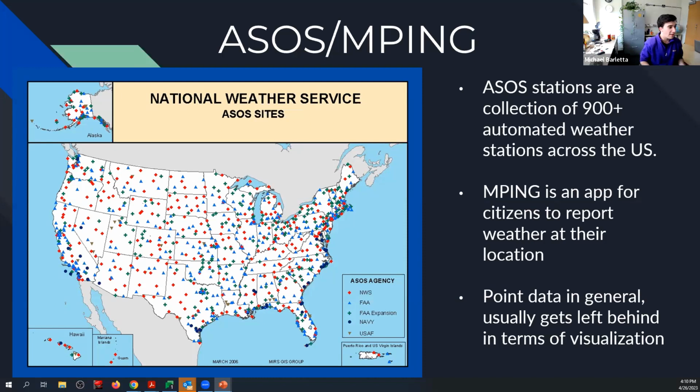And in general, this point data tends to get left behind, as I said before, in terms of visualization. Briefly touching on MPing, if you aren't familiar, MPing is an app where citizens can report weather at their location. You just load in the app, and it uses the location of your phone. So you go in there and say, hey, it's snowing at my location, or it's raining at my location, or whatnot. And that gets put into a database that can be visualized.